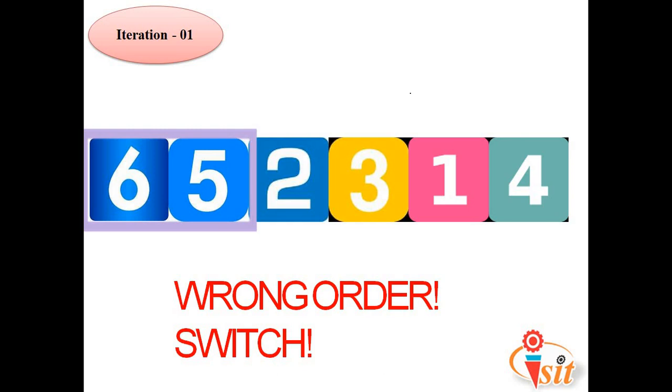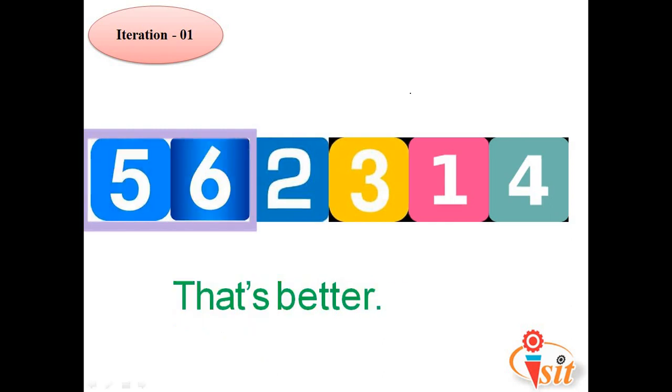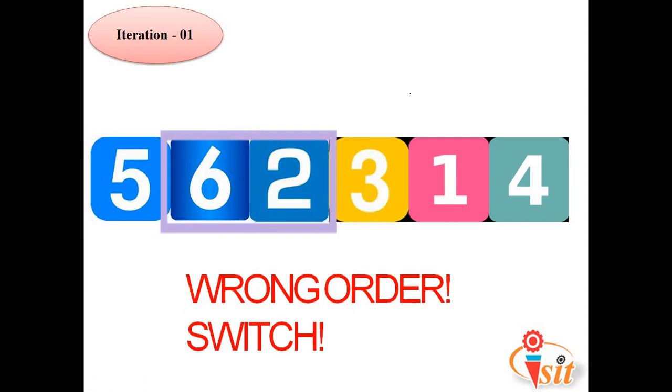In that case we need to switch, that is we need to do the swap, like we need to replace the value of 6 with 5 and the value of 5 with 6. So here we have done the swapping. Now the first element is 5 and the second element is 6. Now we'll move to the next one, that is the 6 and 2. So right now the first element is 6, the second element is 2 and the first element is greater than the second element. So in that case we need to do the swap.